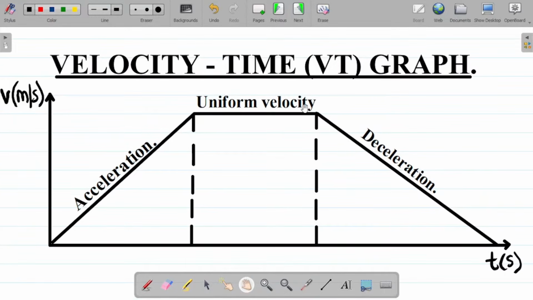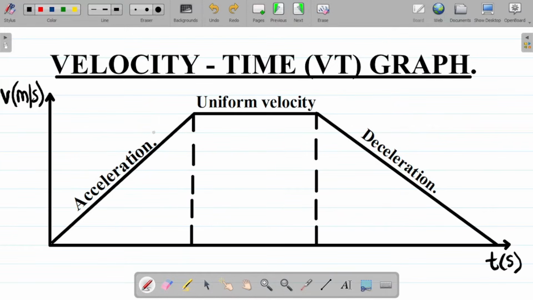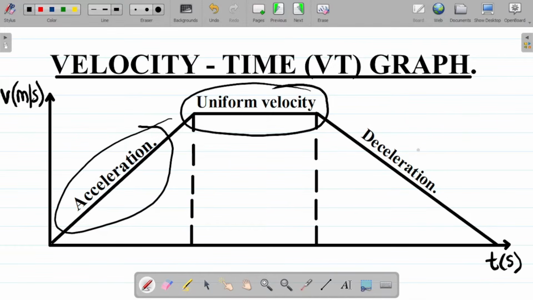Okay, so this is a basic diagram of a VT graph. You can see this part here, which shows the acceleration of the body. You can also see this part here, which shows the uniform velocity. You can also see this part here, which shows the deceleration of a body. So for a VT graph, we either get acceleration from this kind of slope, or we get uniform velocity for this kind of slope, and of course we can also get deceleration for this kind of slope.